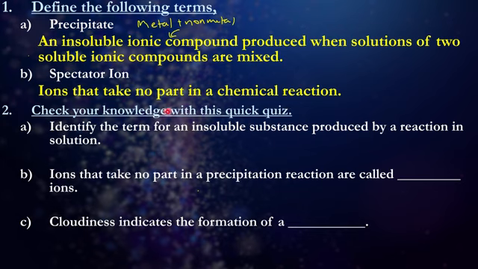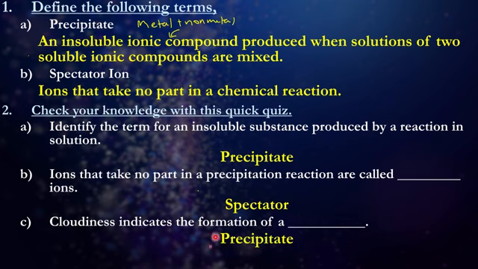Question 2, identify your knowledge using this quick quiz. Identify the term for an insoluble substance produced by a reaction in solution. Precipitate. Ions that take no part in a precipitation reaction are called spectator ions. Cloudiness indicates the formation of a precipitate. Okay? So the main thing you need to know is if a solution is insoluble, between a metal and a non-metal, then you would probably form a precipitate.